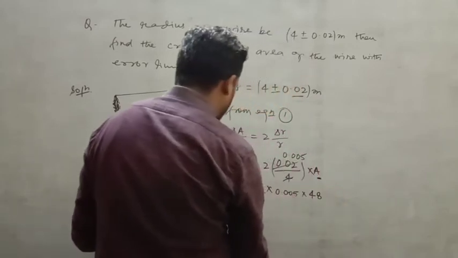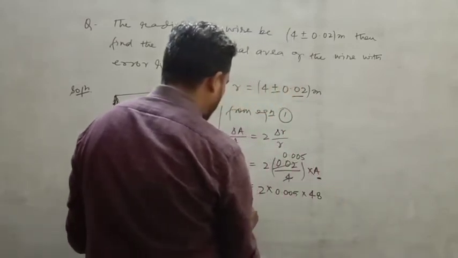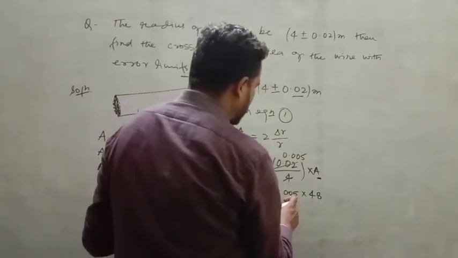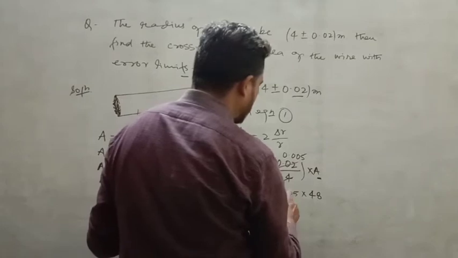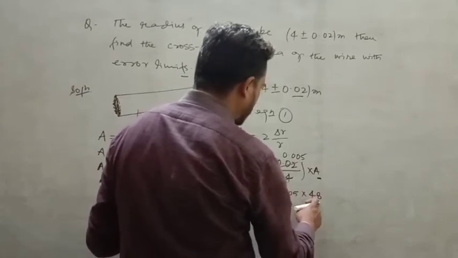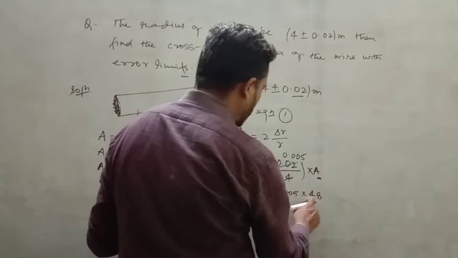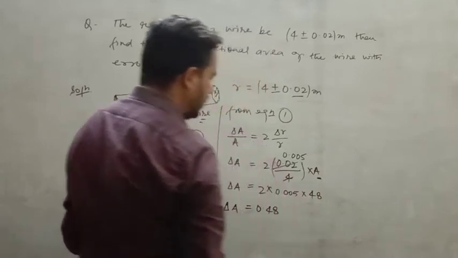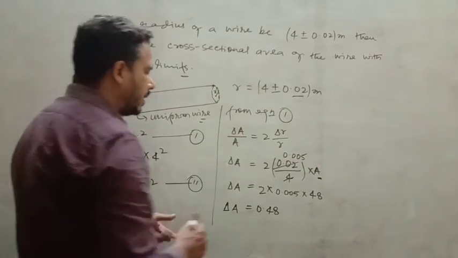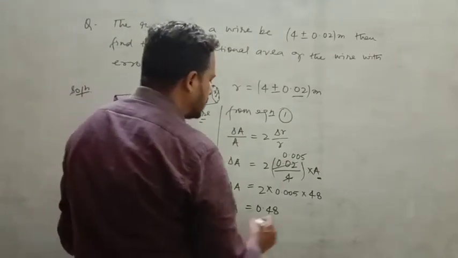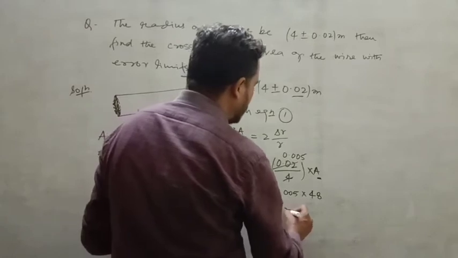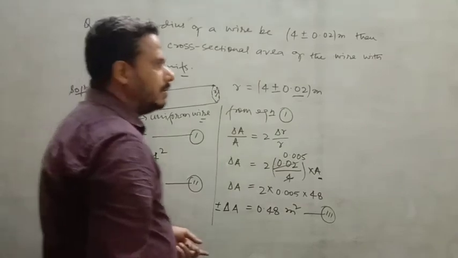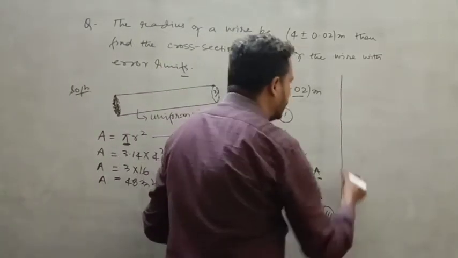So altogether, just multiply this one. 2 times 5 is 10, that is 0.01 multiplied by 48. So it would be 0.48. Alright, so here you will get the absolute error, and it would be plus minus 0.48 square meter. Okay, next equation. Then from here you have to find the area with error limits.